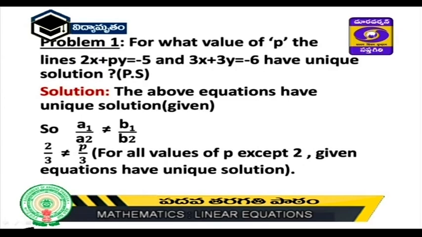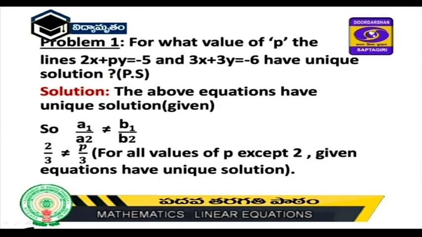Now, I am going to do some problems on this. For what value of p do the lines 2x plus 3py equal to minus 5 and 3x plus 3y equal to minus 6 have a unique solution? Unique solution means the condition is a1 by a2 is not equal to b1 by b2. So here, 2 by 3 is not equal to p by 3. So we can say that p is not equal to 2; all values except 2 satisfy this condition.